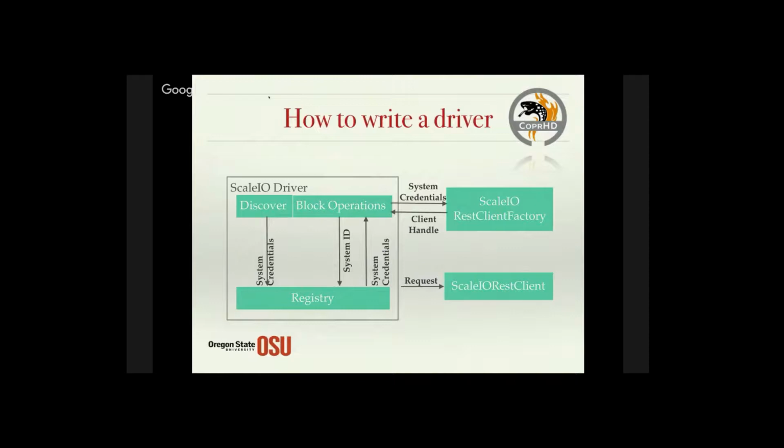Discover the storage system, and the block operations, which are for managing the storage system. The discover functions populate the registry with the connection parameters, and then the block operations use those connection parameters or pass them to the Scale.io REST client factory to get a handle for the REST client, and then make requests to the Scale.io REST client.